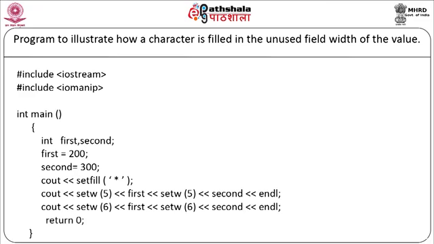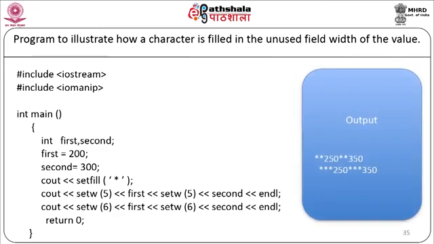Now when the above code is compiled and executed, it will produce the result as ** 250 ** 350 and then *** 250 *** 350. For the first output the set width was 5 and for the second output the set width was 6.